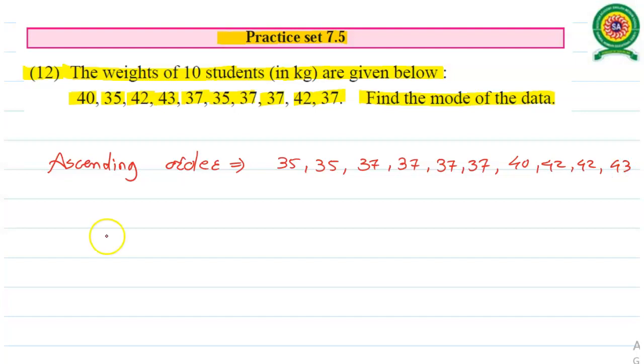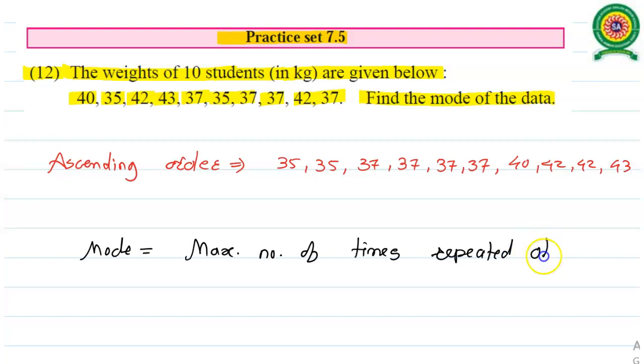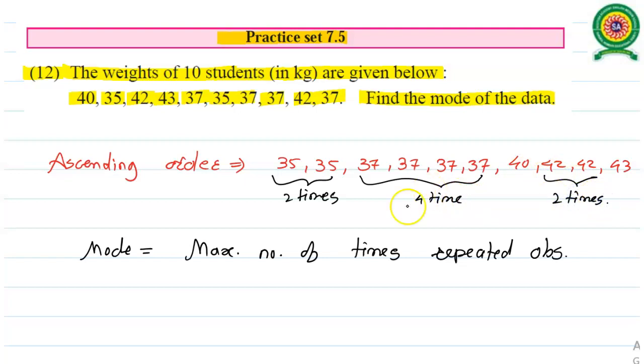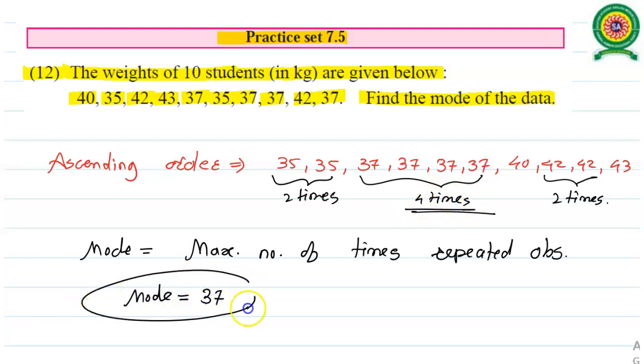So we have to evaluate now the mode of the data. How to evaluate the mode? Mode is nothing but the maximum number of times repeated observation. So check which observation is repeated the maximum number of times. Here 35 is 2 times, 37 is 4 times, 40 is 1 time, 42 is 2 times. So among them which observation is repeated the maximum number of times? That is 37, because 37 is repeated 4 times here. So the mode of the given data is 37.